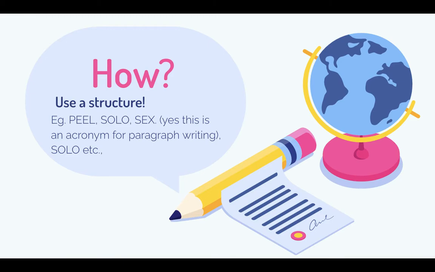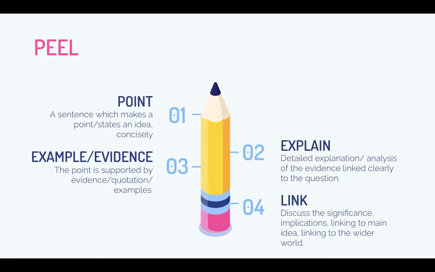So how do we do that? There are lots of different ways. Here at school we've been using a lot of Peel paragraphs. You may have heard of SOLO or even SEEKS. Yes, that is an acronym for paragraph writing. A really common one we use is a Peel paragraph. Peel stands for point, explain, example, evidence, and link.